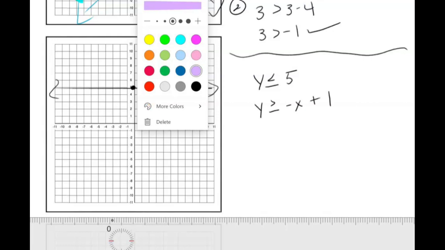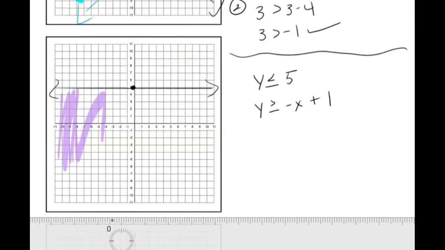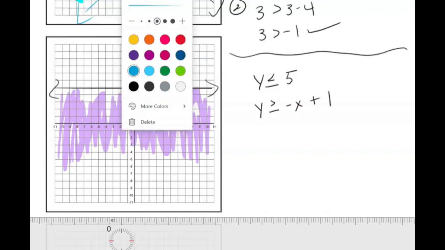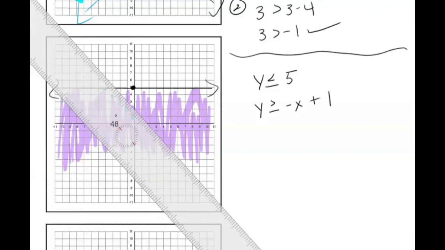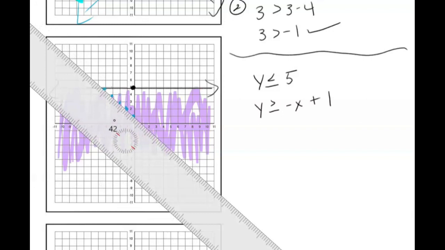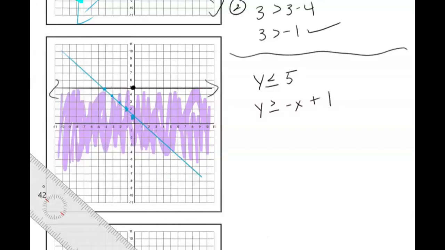All right, where's my purple? Oops. I'm going to pick that one. There we go. Okay. Now let's try our second one. I'm going to start at 1. And now my slope is negative 1. So I go up and to the left, up and to the left, up and to the left. This is also going to be a solid line because of the equal to.